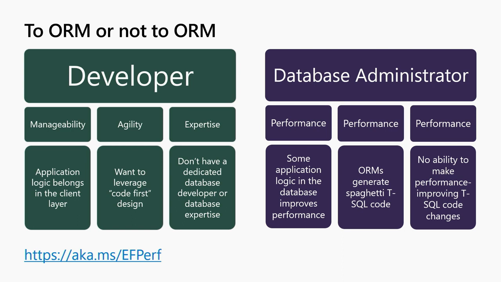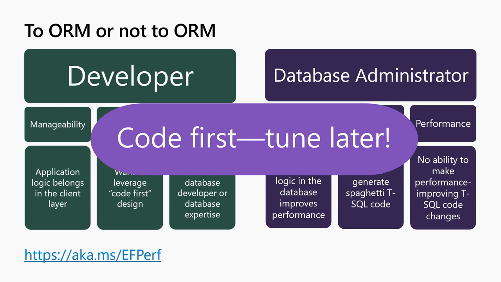Now, here's the thing. Both arguments on both sides are very valid. So where does that leave you? You need to be somewhere in the middle. So the recommendation I generally make is do the code first design, but then do some tuning later. When you're done with that design, take a look at the queries. Just because you're using an ORM and code first design doesn't excuse you from looking at the database layer.